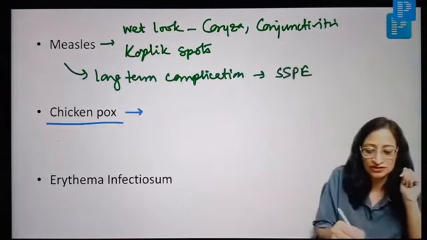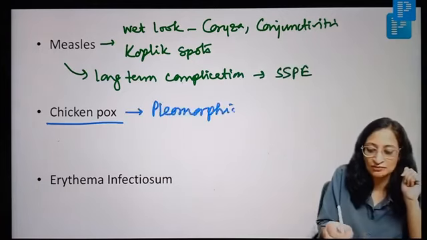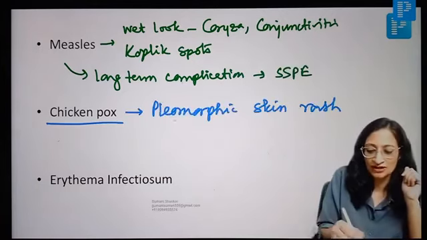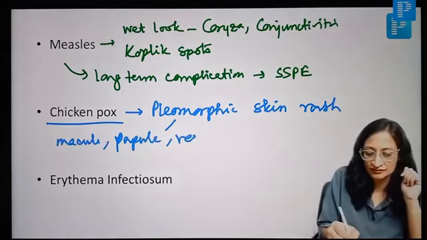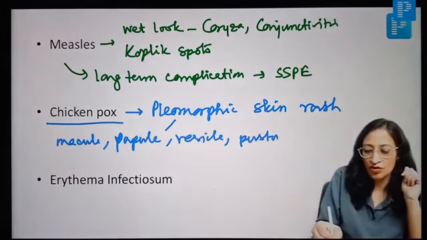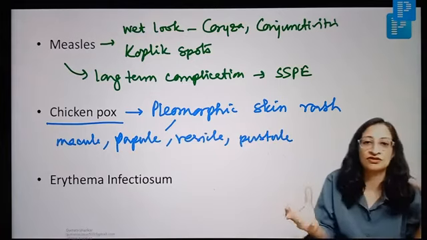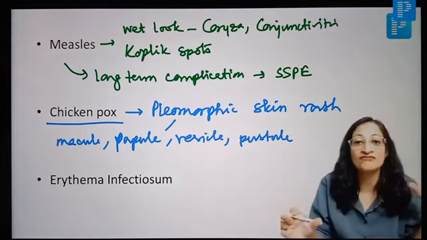Chickenpox, the typical manifestation is a pleomorphic skin rash. That means multiple types of skin rash at the same time. That means you get macule, papule, vesicle, pustule. All the lesions can be present at the same time. They come in crops with fever, and the child remains infected till all the lesions have crusted.